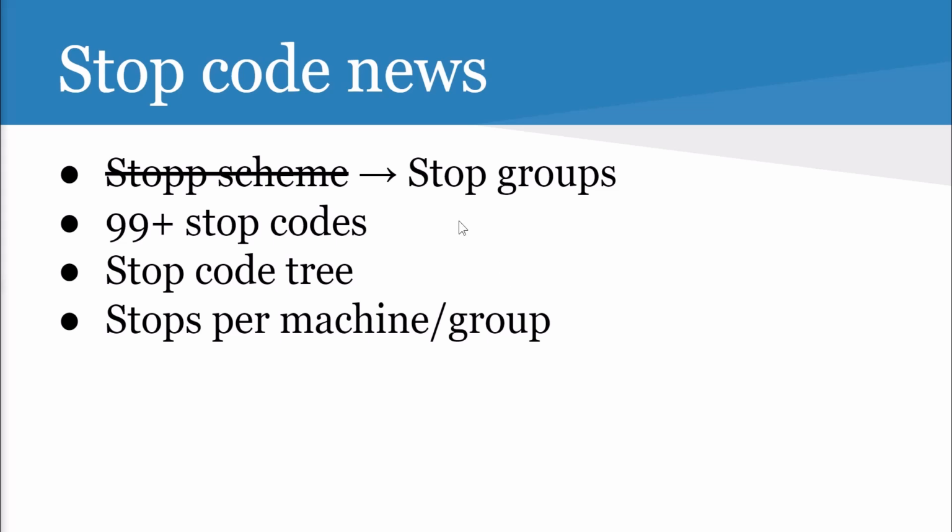I'm going to show you about stop groups, how to define a different set of available stops per machine. Now it's also possible to configure more than 99 stop codes. You can define what stop code ID you like if you have some other number used elsewhere. We also have a tree structure in the stop codes that you can use to organize your stops in different groups.